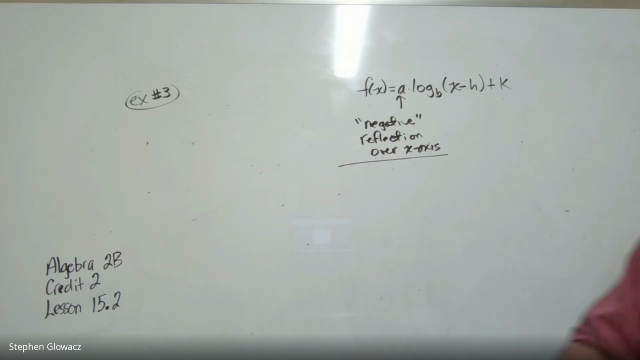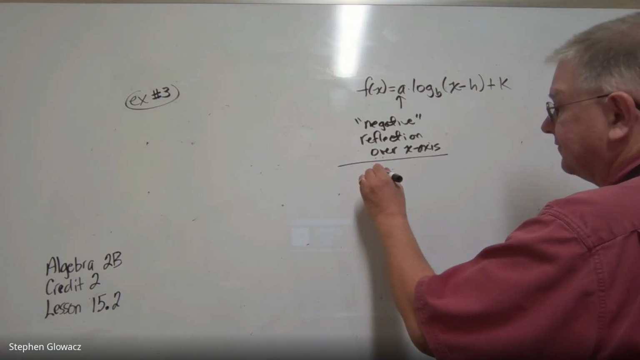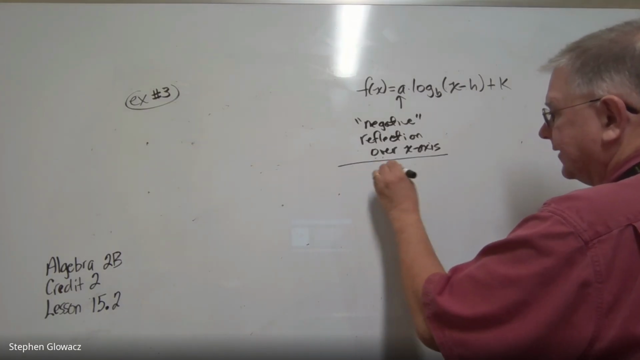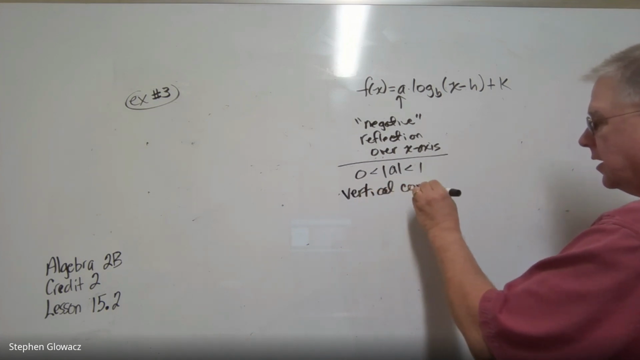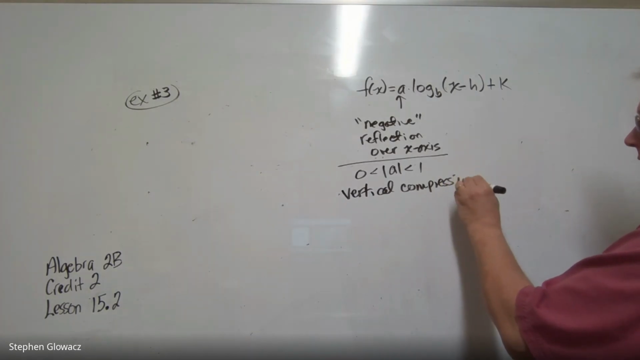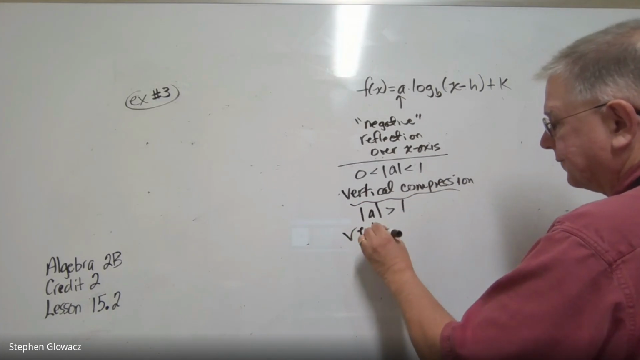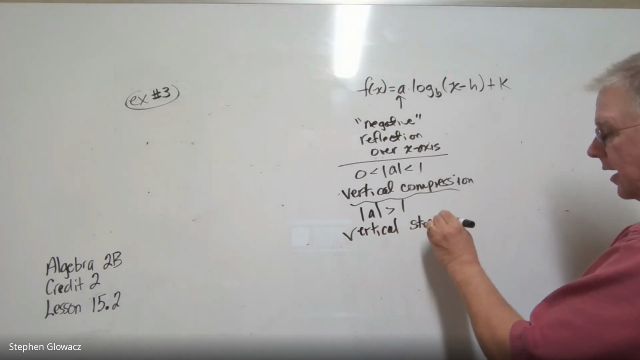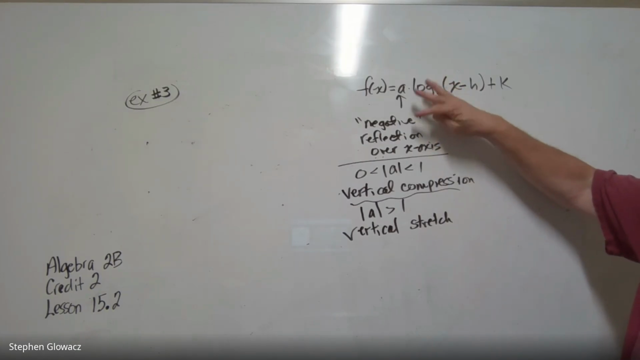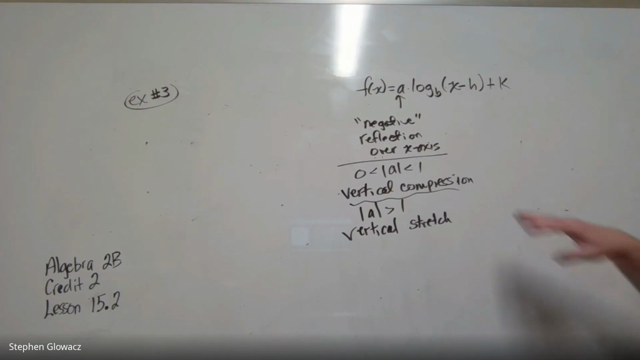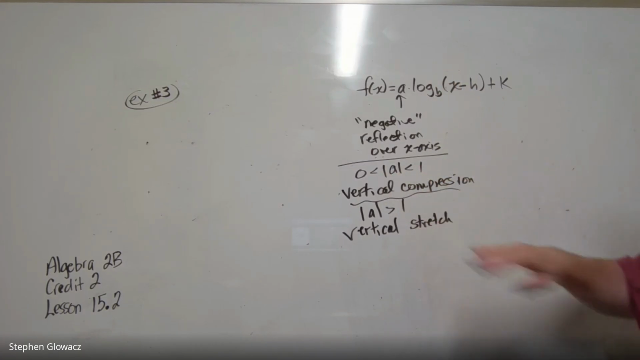Now, the other thing that A does, it can either vertically compress or stretch the graph. Remember, if the absolute value of A is between 0 and 1, that's a vertical compression. And if the absolute value of A is greater than 1, that's a vertical stretch. When we say absolute value, we're just talking about the numerical part, because if A is negative, we've already dealt with that. That's the reflection over the x-axis. So whether the number is positive or negative, between 0 and 1 is a vertical compression, and more than 1 is a stretch.